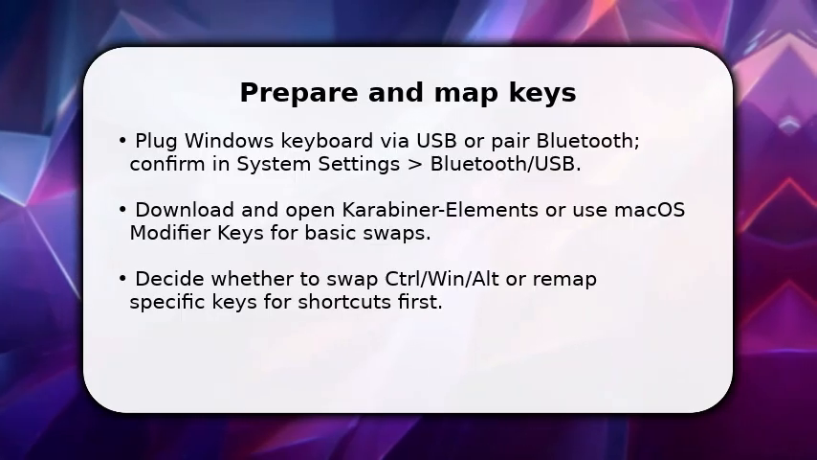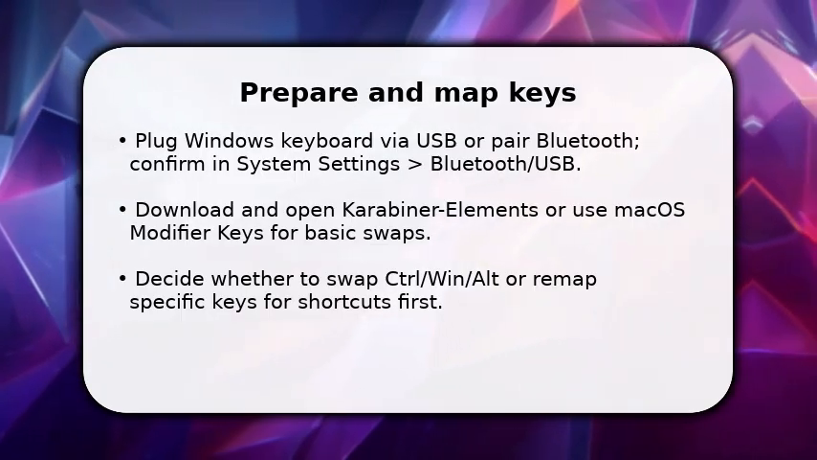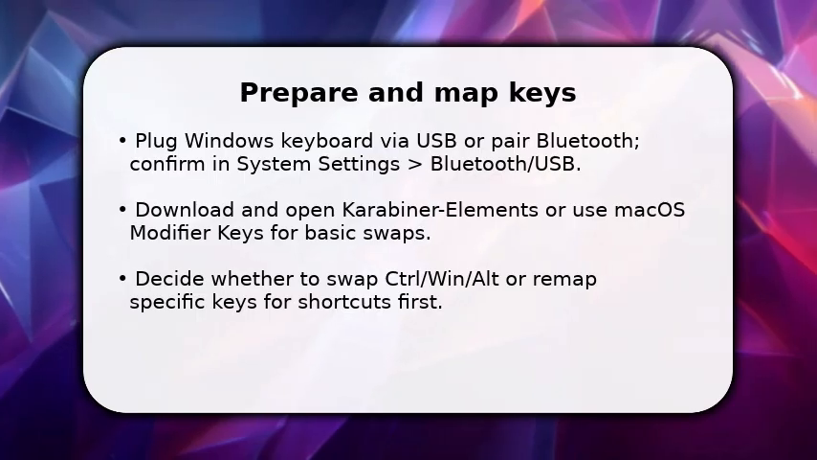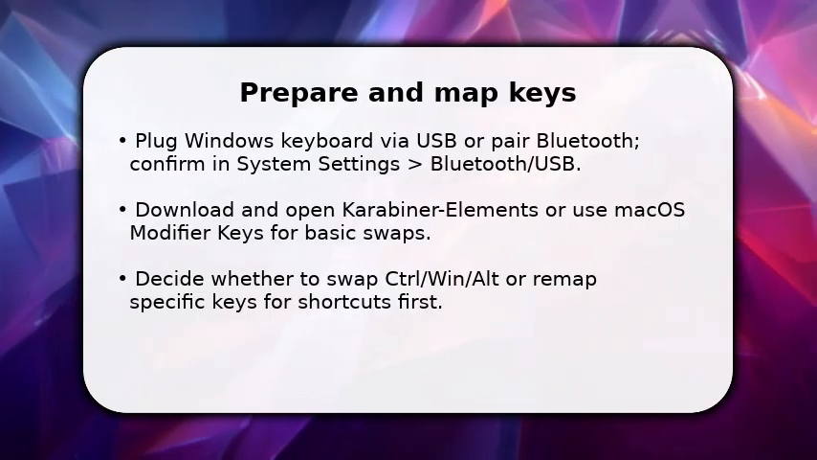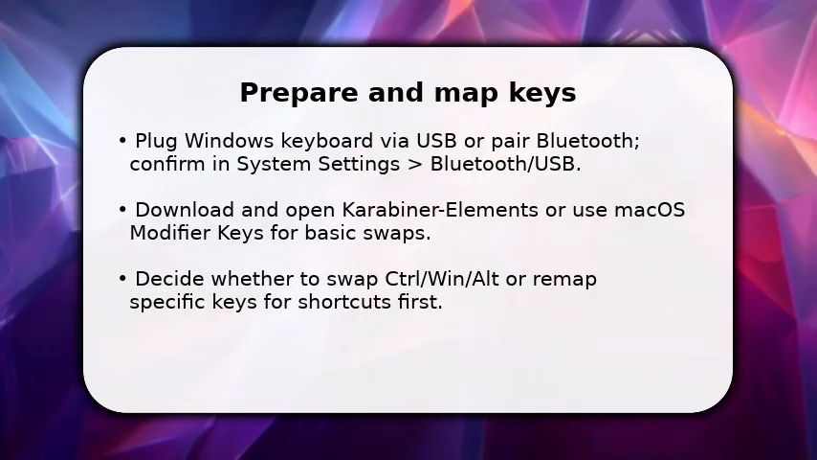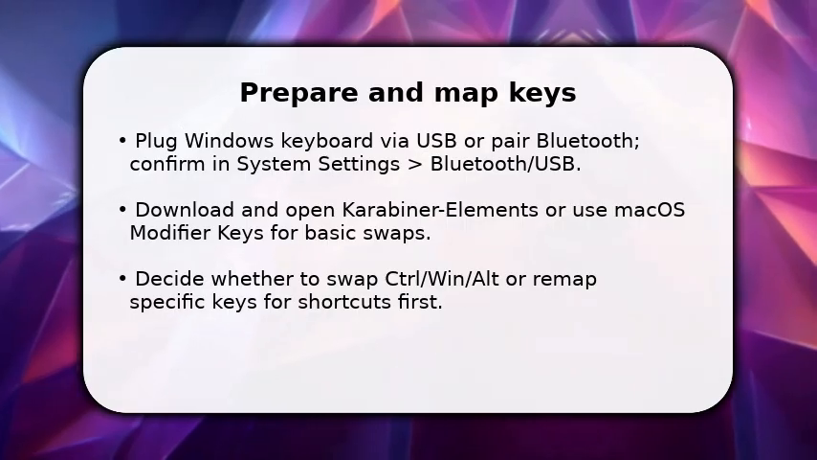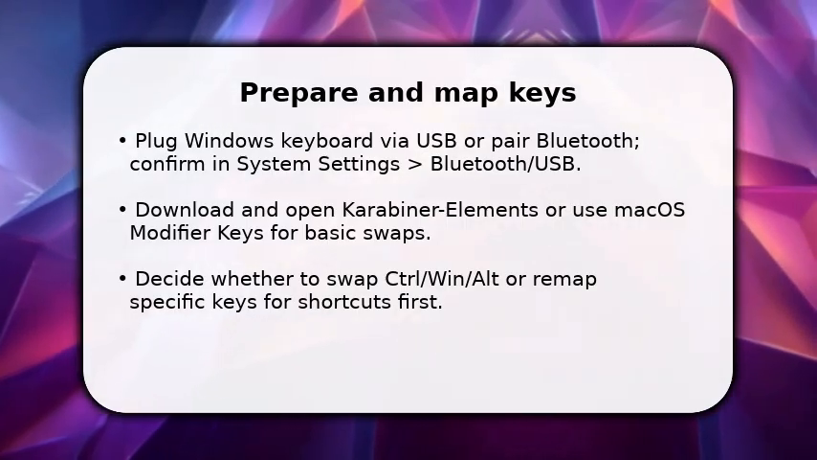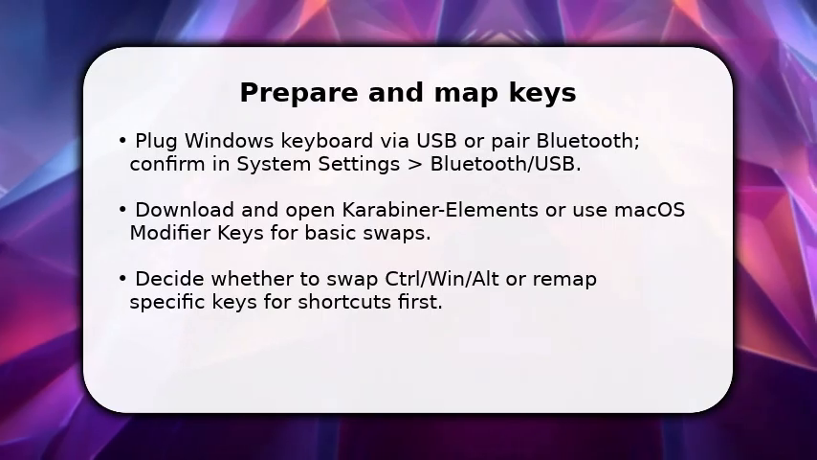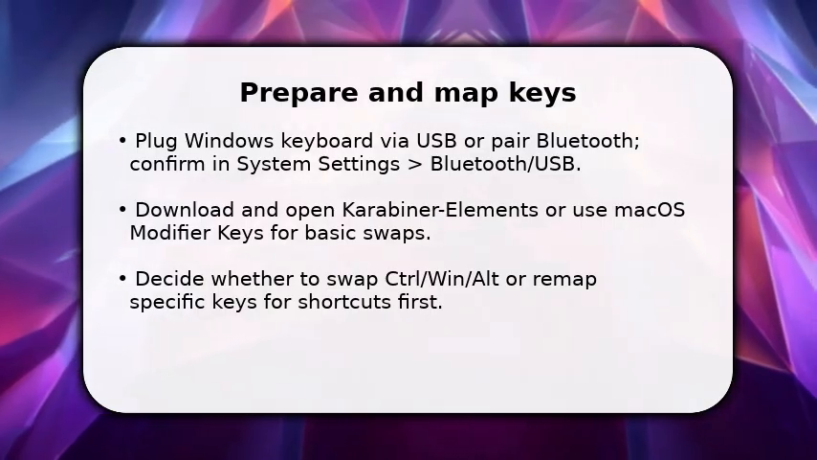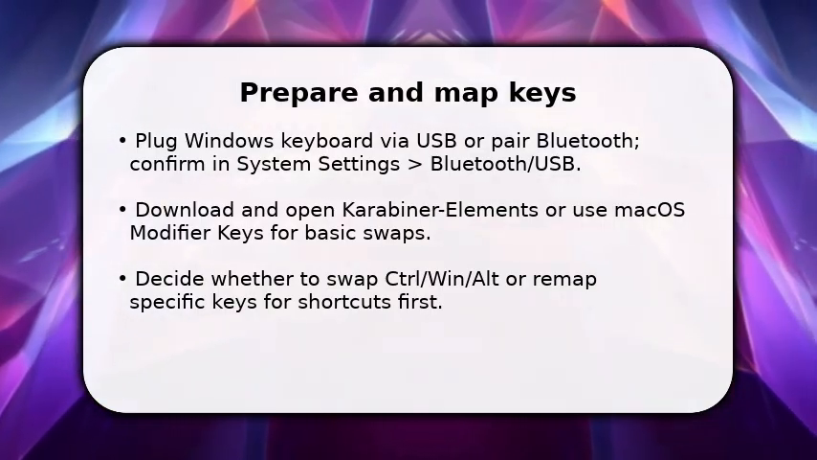Open System Settings to verify the device, then install Carabiner Elements for deep remaps or use modifier keys for quick swaps. Once done, decide which physical key should act as Command, Option, and Control. That choice affects shortcuts and muscle memory. Make sure to back up current settings or note defaults, so you can revert if a swap breaks expected behavior.